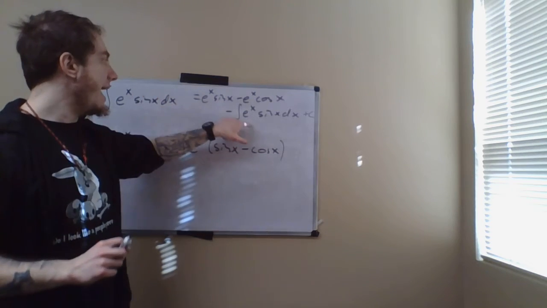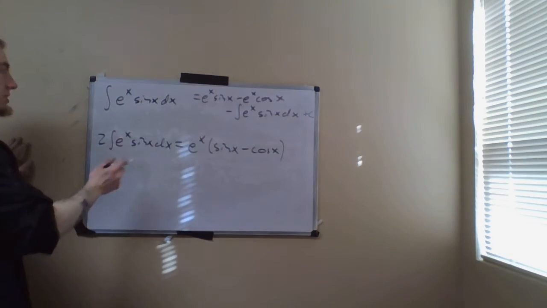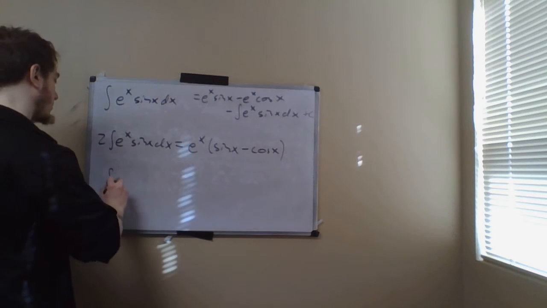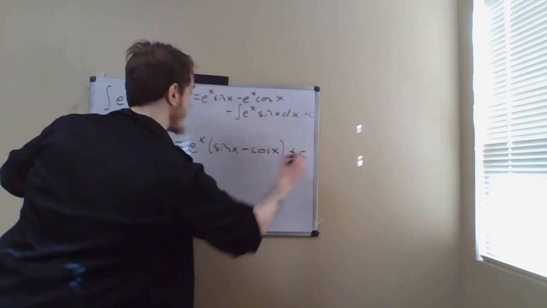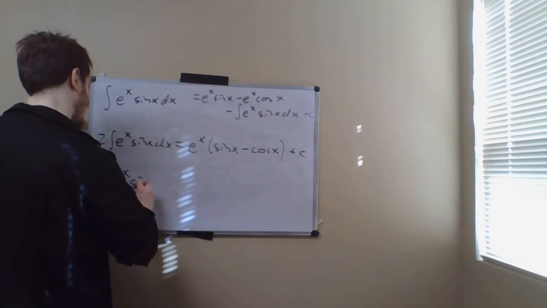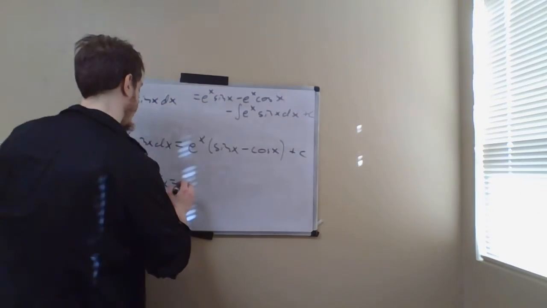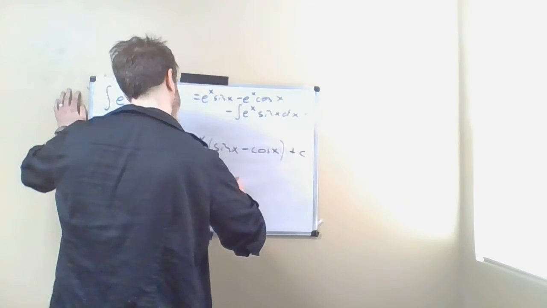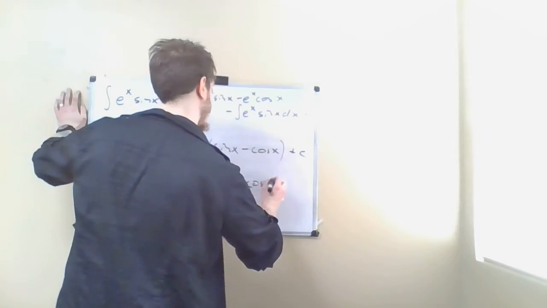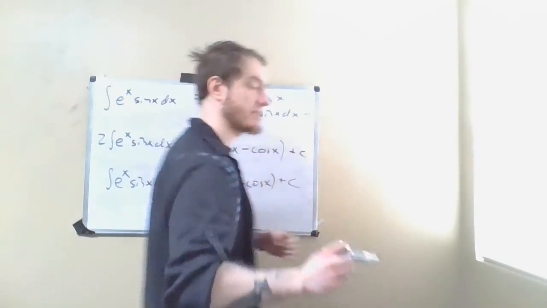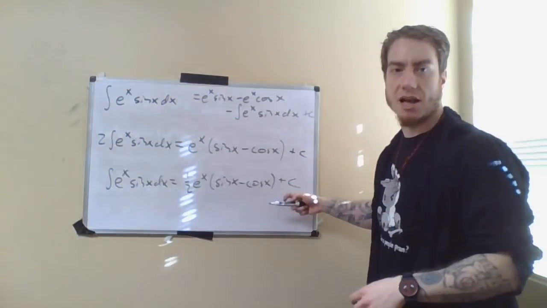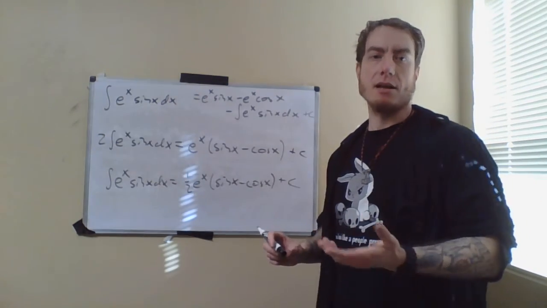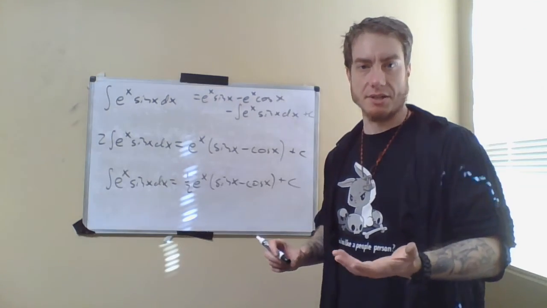But that's okay because I can move that integral to the other side and solve for it, and I get the integral of e to the x sine x dx, oh, and I forgot my constant here, is equal to 1/2 e to the x times sine x minus cosine x plus our constant of integration. And even though the constant got multiplied by 1/2, we're not going to worry about that because a constant times 1/2 is still just a constant.